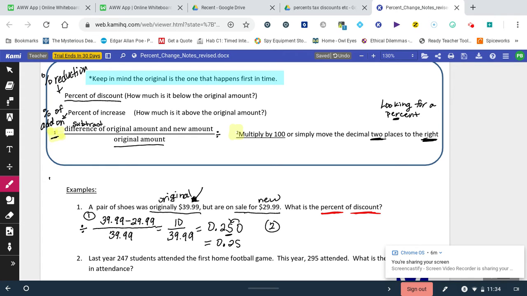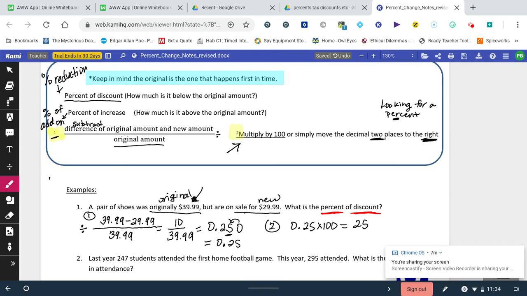Now, what is step 2? So after you do step 1, move on to step 2. Step 2 says to multiply by 100. Okay, so multiply what by 100? You take what you got in step 1 and multiply it by 100. So I'm going to take 25 hundredths and multiply it by 100, and I get 25.